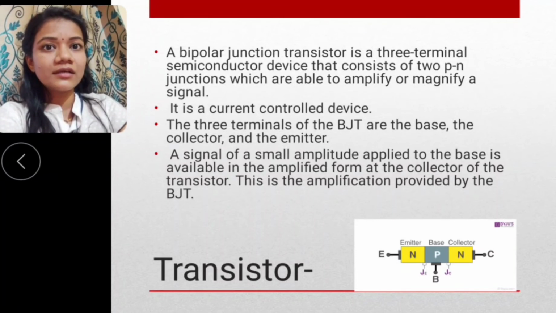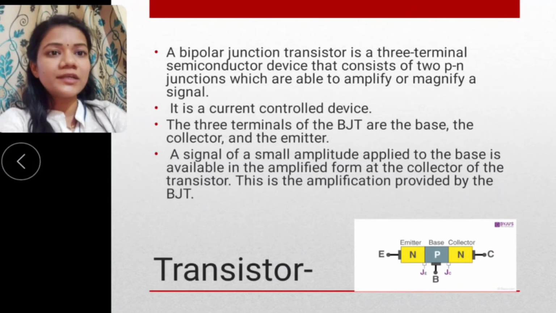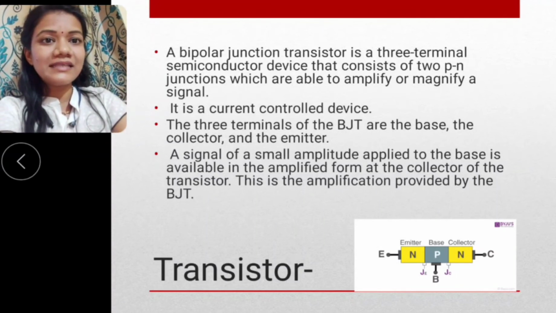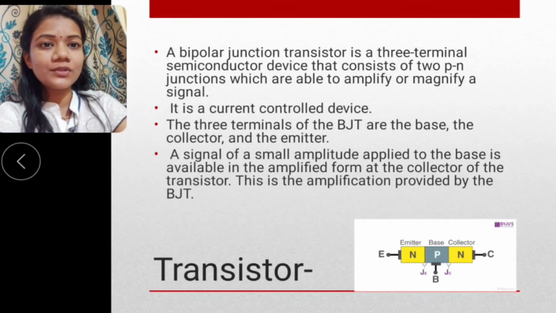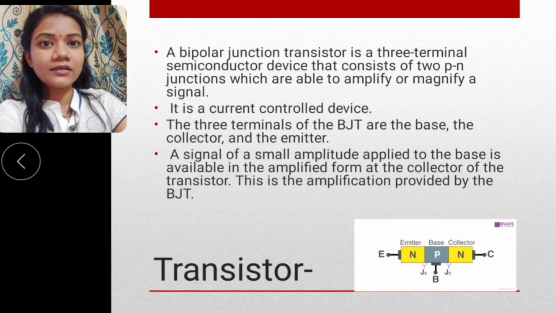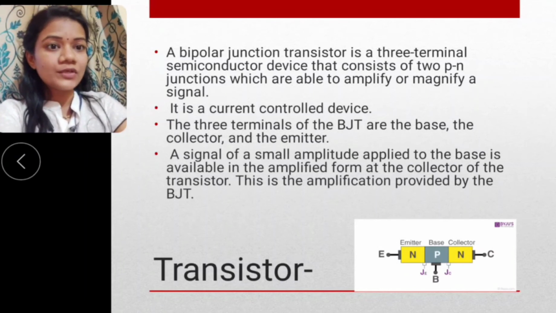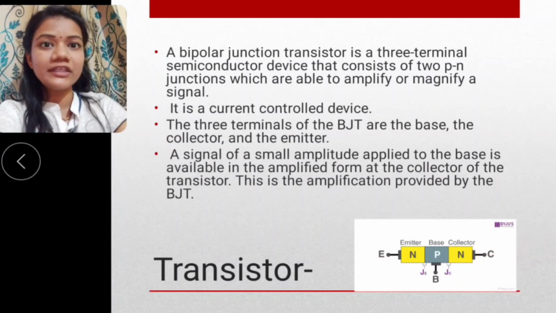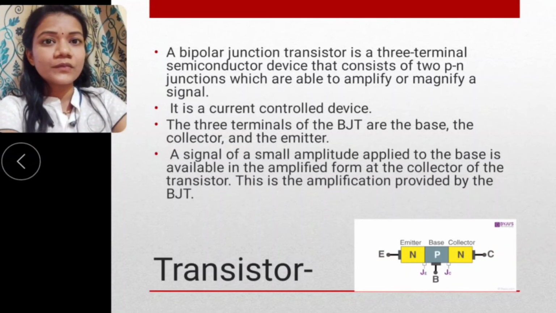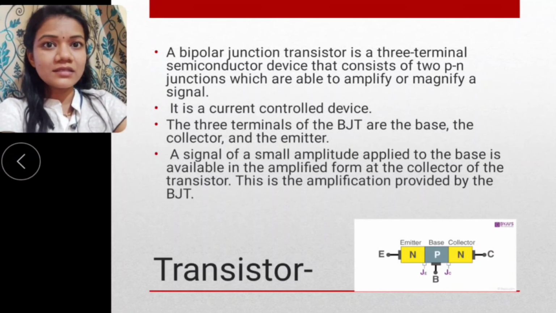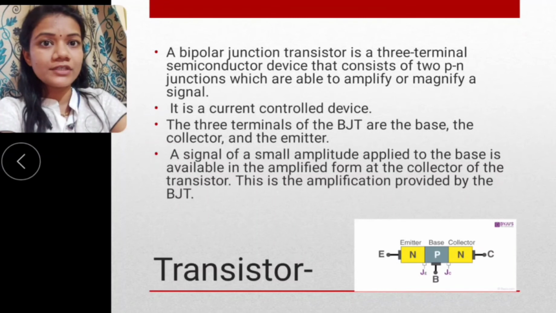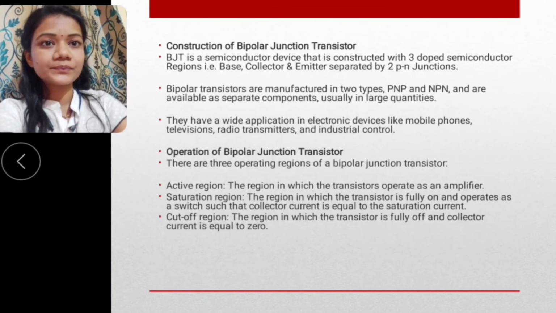Okay, it is a current control device. The three terminals of BJT are the base, collector and emitter. A signal of small amplitude applied to the base is available in amplified form at the collector of the transistor. So if we apply the signal here, then at the output side we get the amplified signal. So this transistor works as an amplifier, or we can say for amplification we use the transistor.